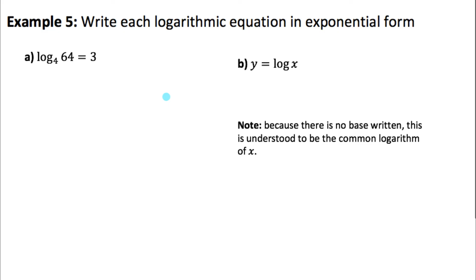Let's go the other way. Let's write each logarithmic equation in exponential form. So the answer to a log is the exponent that goes on the base to get the argument. So this means that 3 is the exponent that goes on 4 to get 64. Over here, remember this is the common logarithm. Since you don't see a base, know that the base is actually 10. So that means y is the exponent that goes on 10 to get x. Or another way of saying that, 10 to the y equals x.